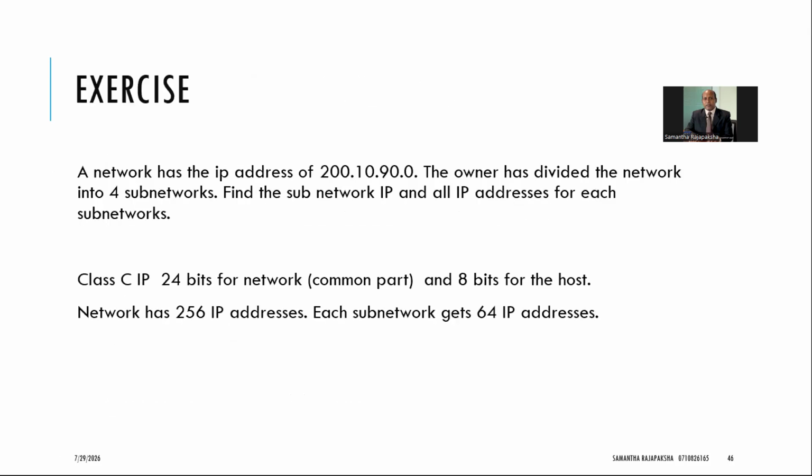Now this is a class C IP, 200 means class C IP. We know that in a class C IP there are 256 IPs. So you want to divide this into 4 subnetworks. When you divide this into 4 subnetworks, 256 divided by 4 is 64. Then each subnetwork gets 64. 64 means 2 to the power 6. Therefore, host bits should be 6 bits, and the other 2 bits for the subnet ID.